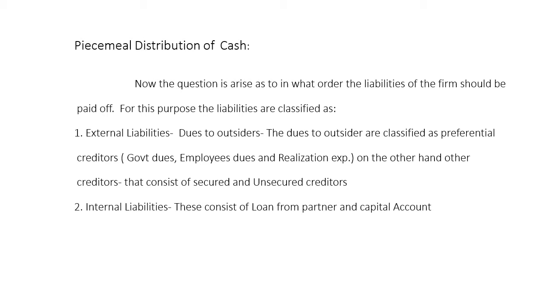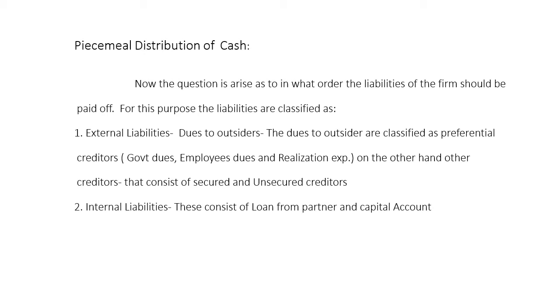Secured creditors means those creditors who have some security, meaning they have some pledge or some mortgage on some asset of the organization. Those creditors are called secured creditors. Suppose the organization is taking a loan from a bank and for that loan the organization has given the security of the building of the organization. Then this creditor is a secured creditor. On the other hand, some of the creditors have no security given by the organization. Those creditors are called unsecured creditors.